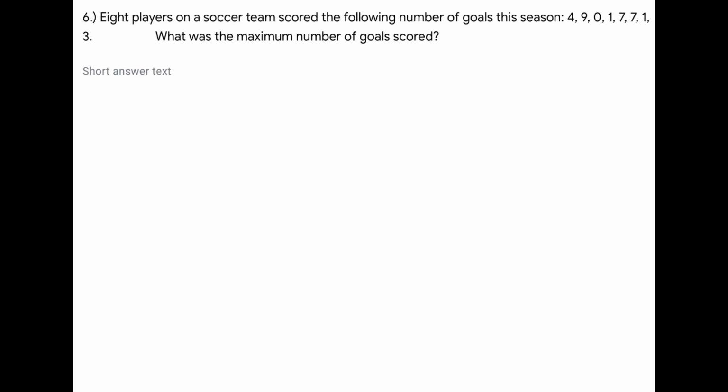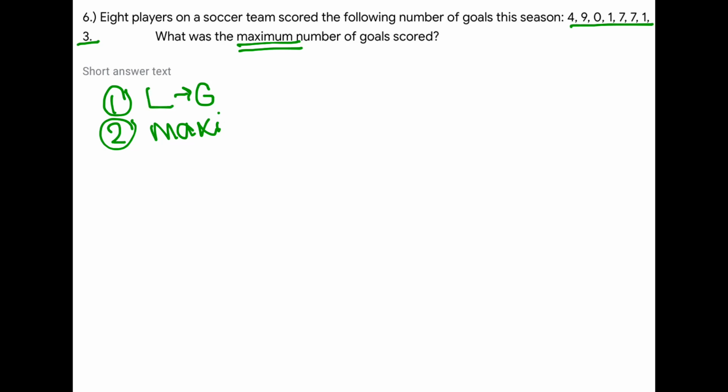8 players on a soccer team scored the following number of goals this season. We're going to be using the same question. Here's the number of goals. Now our question is asking us what is the maximum. So first, you should already have your numbers ordered from least to greatest on a piece of paper. So you can automatically go to step 2, which is finding the maximum.